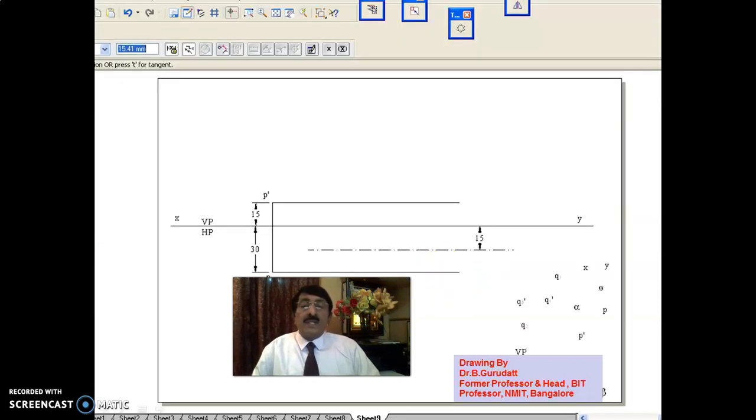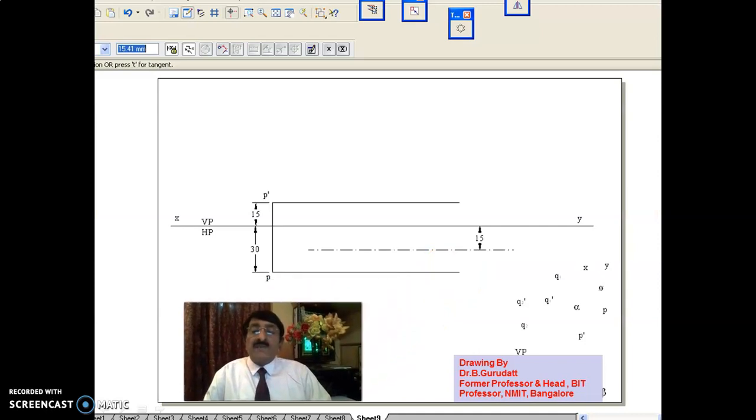Now see carefully, P dash and P are located 15 mm above HP and 30 mm in front of VP. You draw the XY line, VP, HP. In that way, you locate P dash and P, 15 above and 30 in front. Then one end Q of the line is 15 mm in front of VP. That means at 15 mm in front of VP, you draw this locus line.